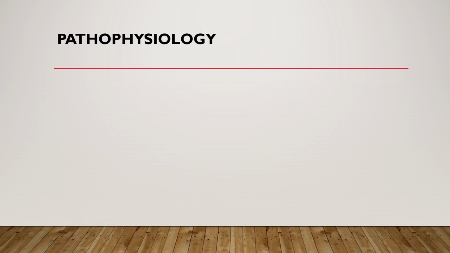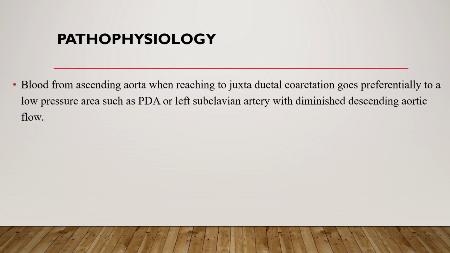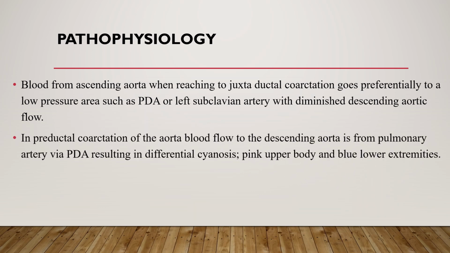When we look at the pathophysiology of coarctation of the aorta, blood from the ascending aorta, when reaching a juxtaductal coarctation, goes preferentially to a low pressure area such as the PDA or the left subclavian artery, with diminished descending aortic flow. In a preductal coarctation of the aorta, blood flow to the descending aorta is from the pulmonary artery via the PDA, resulting in differential cyanosis, or a pink upper body and blue lower extremity.